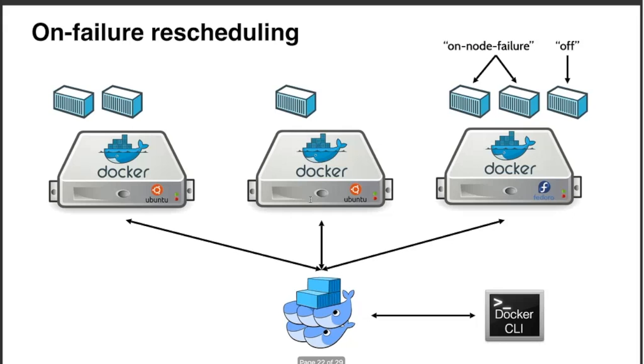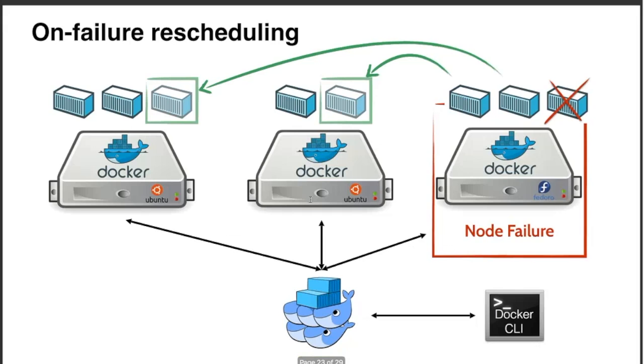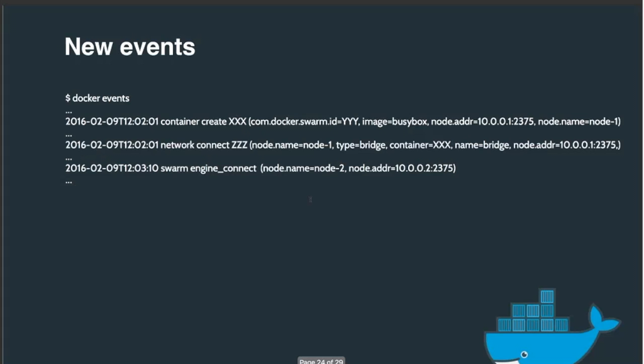So if the last machine goes down, there is node failure, what's going to happen is the two containers that had the rescheduling policy are going to be rescheduled. Since I just explained that spread is the default strategy, it's going to evenly balance your containers. So that's why one goes on machine one and one goes on machine two. And the last container that had a reschedule policy off or just unspecified, it's just going to be lost because it was not rescheduled.